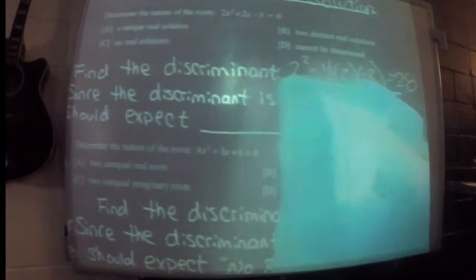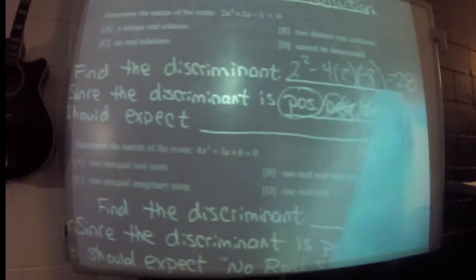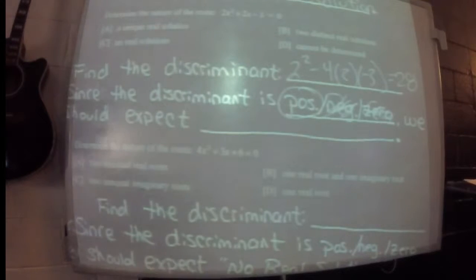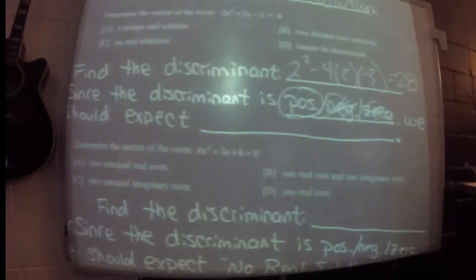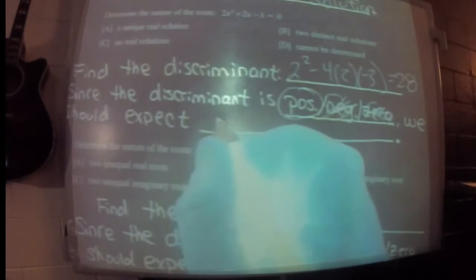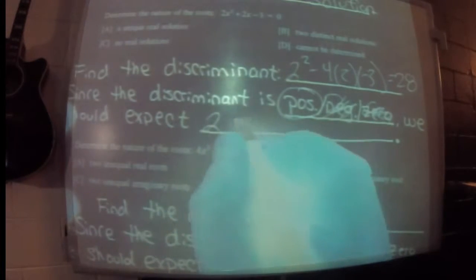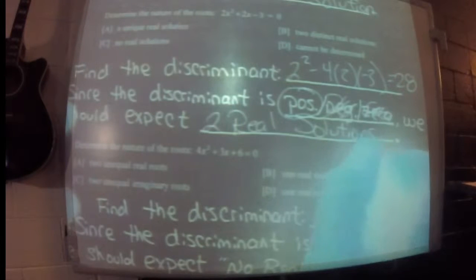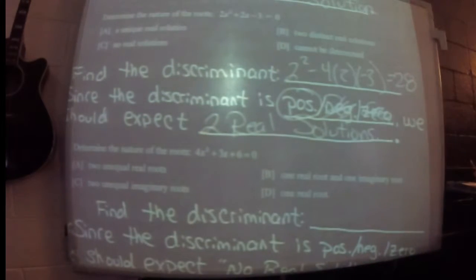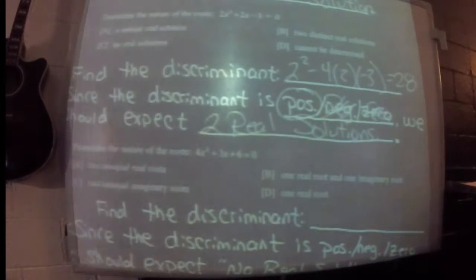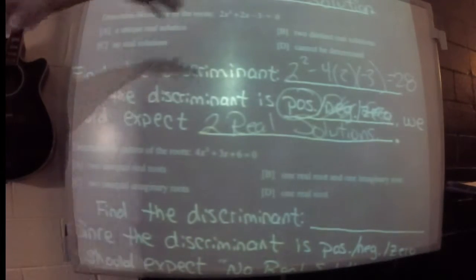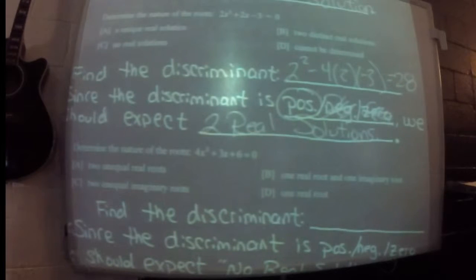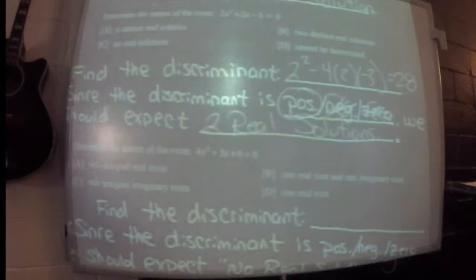Since that discriminant is positive, what are we going to expect? 2 distinct real solutions. Yeah, 2 real solutions, and they're going to say 2 distinct real solutions. Their wording, as in an EOI or any kind of test that you take, might be a little different, but 2 distinct real solutions, that's it. Distinct means 2 different or 2 unique real solutions.